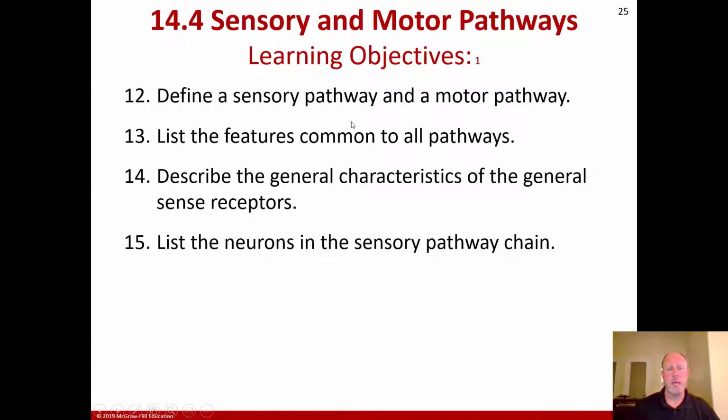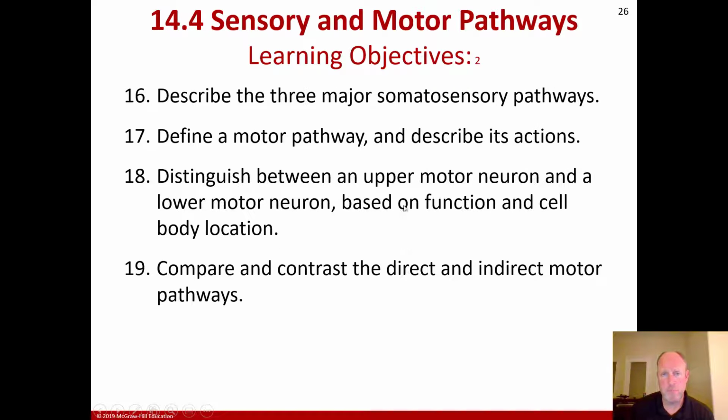As far as section 14.4, with sensory and motor pathways, you should be able to define a sensory pathway and a motor pathway, list the features common to all pathways, describe the general characteristics of the general sense receptors, and list the neurons of the sensory pathway chain. You should also be able to describe the three major somatosensory pathways, define a motor pathway and describe its actions, distinguish between an upper motor neuron and a lower motor neuron based on function and cell body location, and compare and contrast the direct and indirect motor pathways.